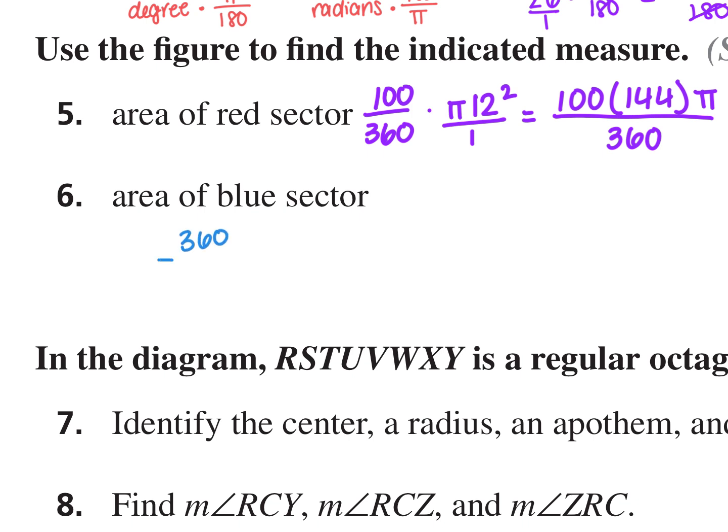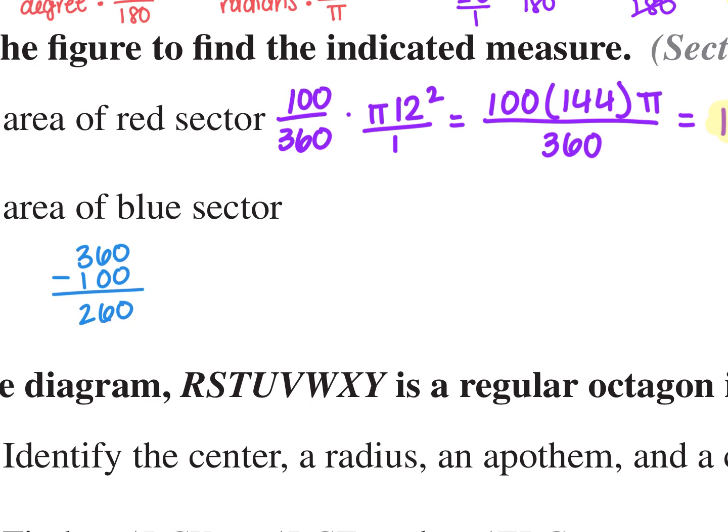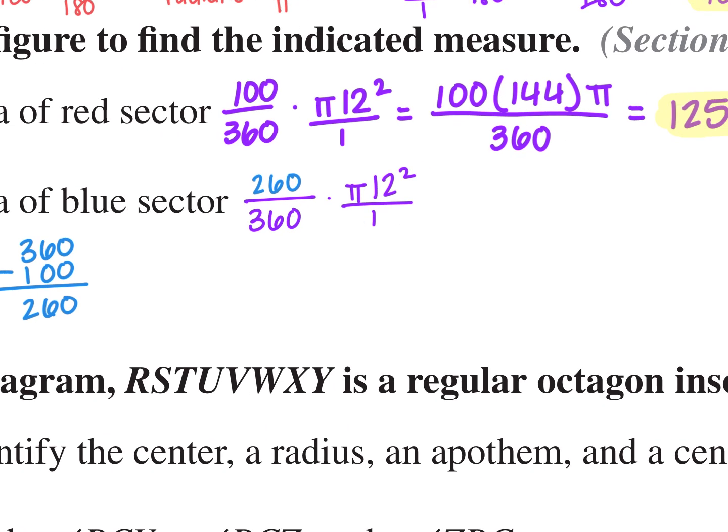360 minus 100 is going to give me 260. So that's what I'm using for the measure of this arc, 260. So setting it up, I'm going to have 260 over 360 times pi times 12 squared. 12 was my radius, and I'm putting it over 1 again.